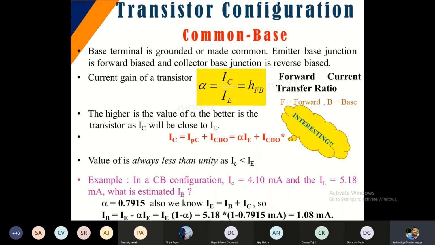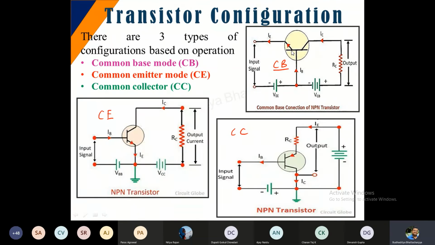Okay, common base configuration. Now, as I have already mentioned, the base terminal is grounded. The diagram itself is suggested over here. The base terminal is grounded. Okay, there should have been a ground connection over here somewhere. It's missing in the diagram, but it is basically something like this.